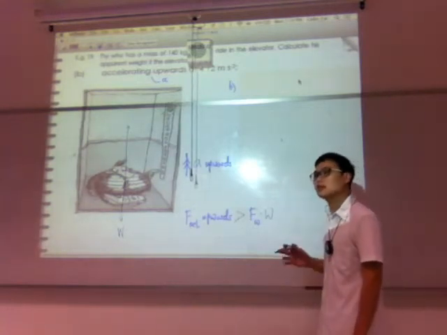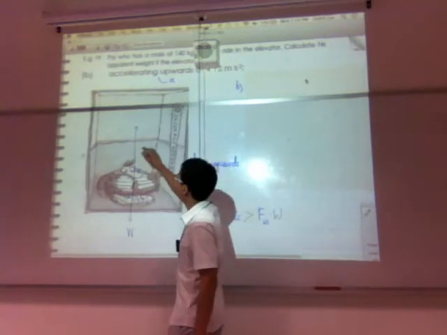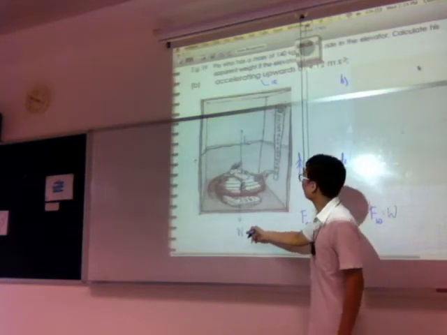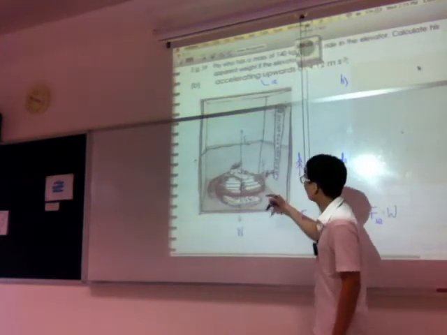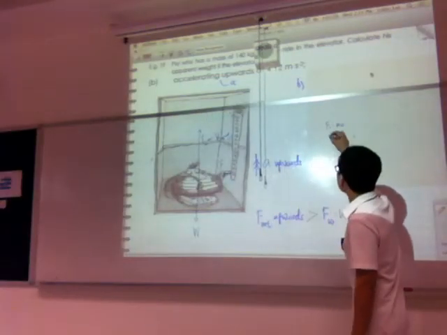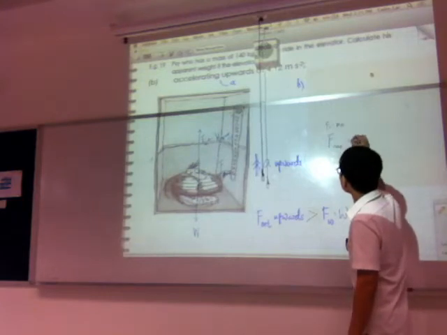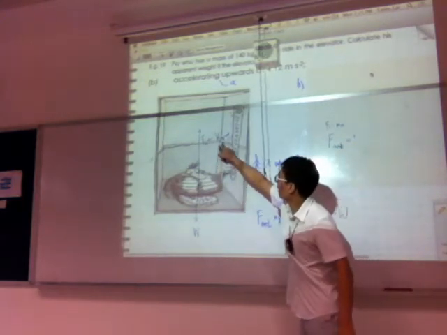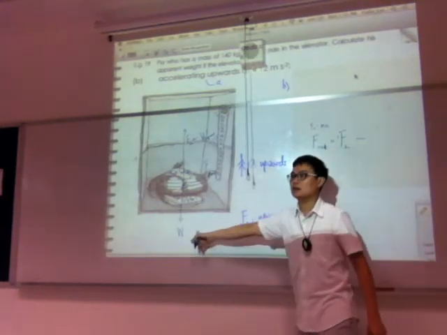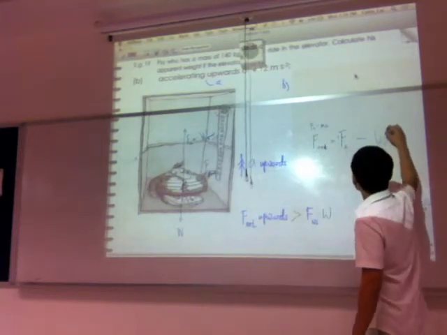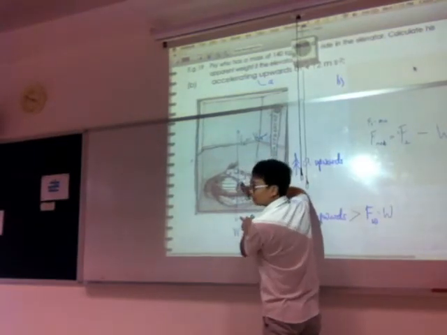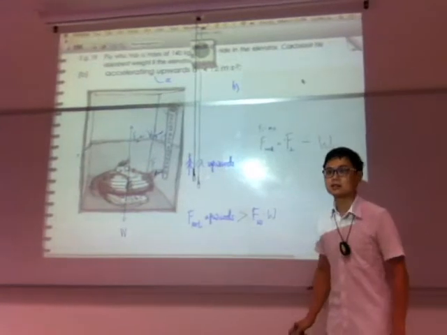So what's the next thing we try to connect? This one here is your normal force, right? This one here is your W, right? And then we want to find out what is the net force. So how do we connect the three forces? The net force here has to be equal to the normal force minus the weight. Only when you have the normal force minus the weight will you get your net force. Do you understand that?